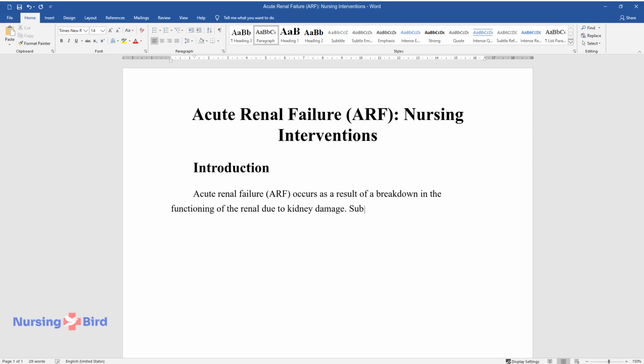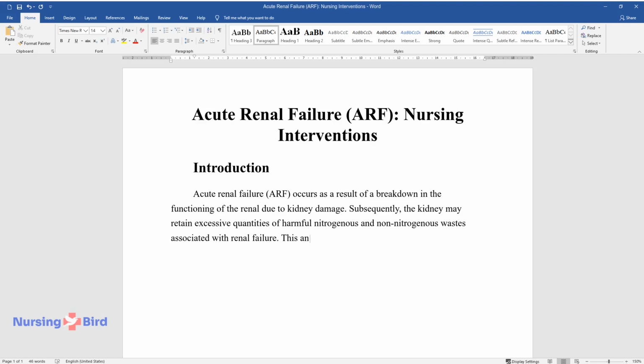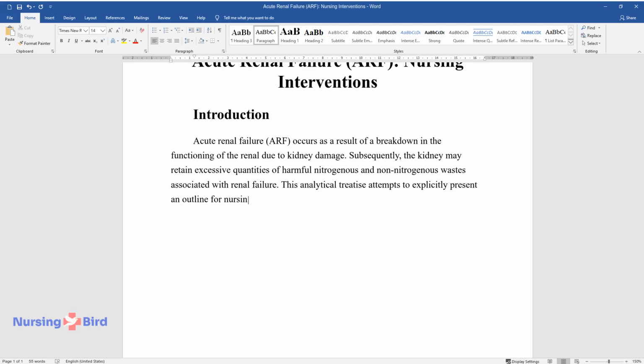kidney damage. Subsequently, the kidney may retain excessive quantities of harmful nitrogenous and non-nitrogenous wastes associated with renal failure. This analytical treatise attempts to explicitly present an outline for nursing intervention to prevent complications in patients with ARF.